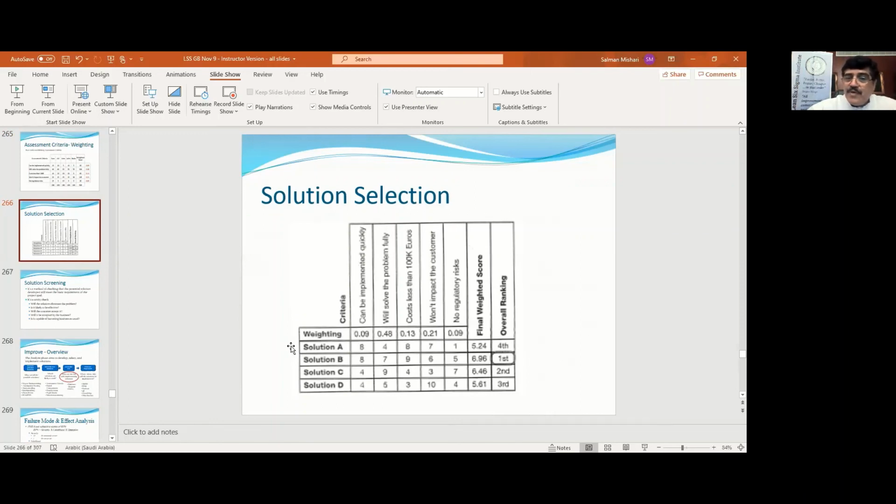Does this solve the problem fully, or does it not solve the problem fully? Can this solution be implemented quickly or not? So I'm actually gauging my solutions against my criteria here. Is that clear? Yes. Okay, good. Yeah, clear. Thank you.